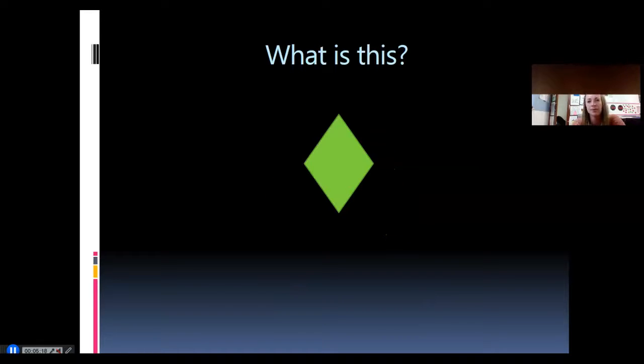What is this? Is it a square, a rectangle, a trapezoid, or a rhombus? This is a rhombus. Now you may be saying to yourself, well, is it also a square? No, it's not. Notice that these sides are slanted. Squares do not have slanted sides. So a square can be a rhombus, but some rhombuses are not squares.